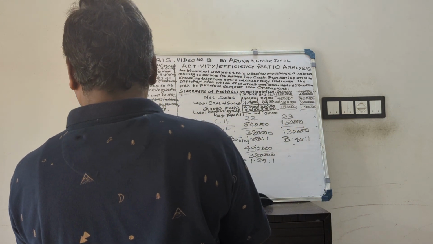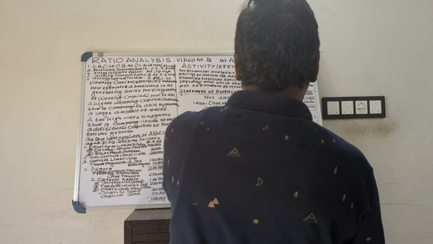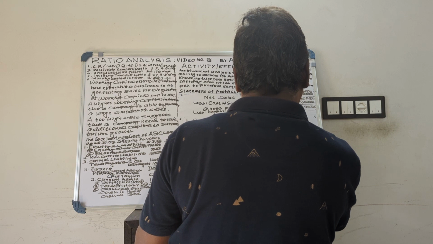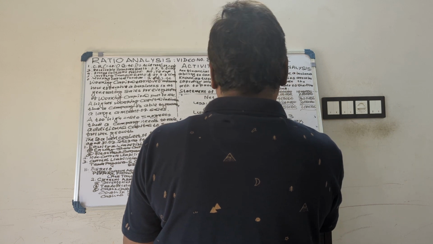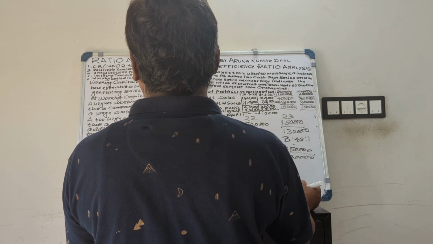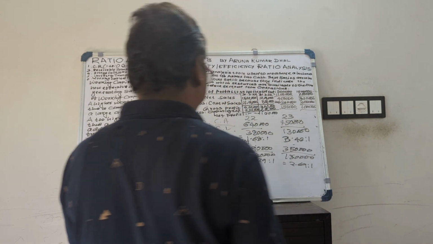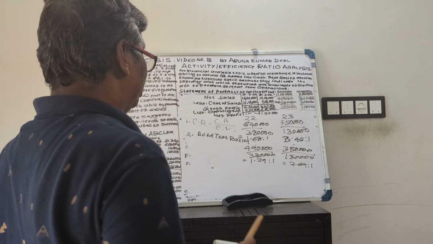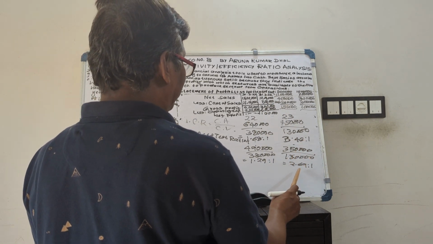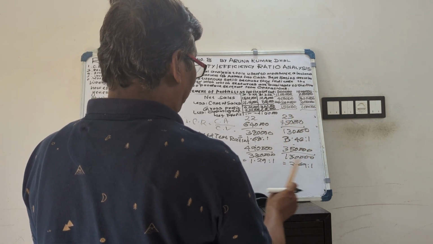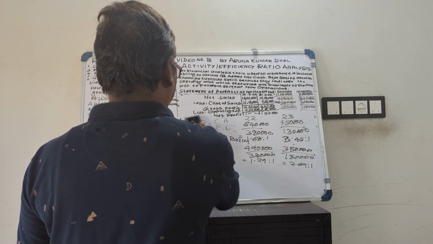Then we will deduct the stock. So value of inventory stock is 1 lakh. So from 4,50,000 you will deduct 1 lakh, that is 3,50,000 divided by 1,30,000. So it comes to 2.69:1. Here also acid test ratio in 2022 was 1.29:1. It is improving to more than double in 2023 at 2.69:1. Then we will calculate the receivable turnover ratio.